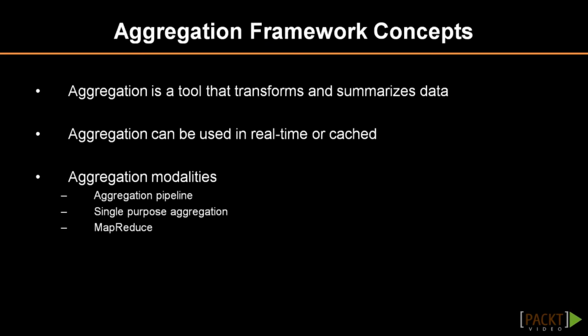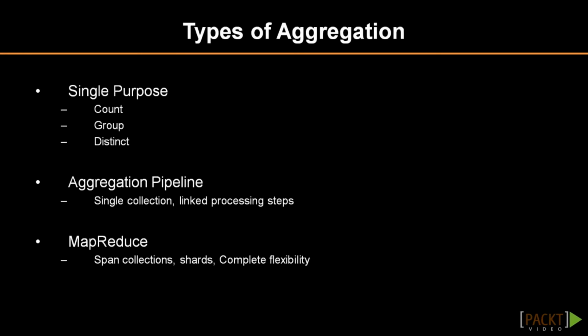The concepts we cover include how aggregation transforms and summarizes data. Aggregation can be run in real time for some use cases and cached for others. We look closer at the aggregation modalities. Single-purpose aggregations are the first type. These are the most simple and are used frequently enough that they have individual implementations in MongoDB. They include count, distinct, and group.